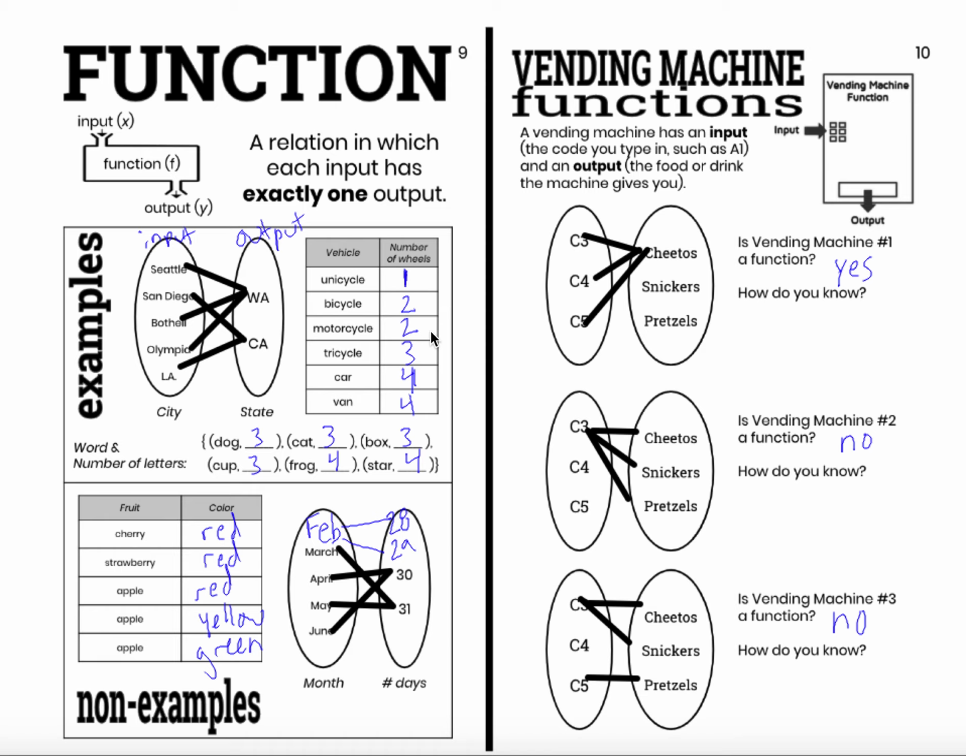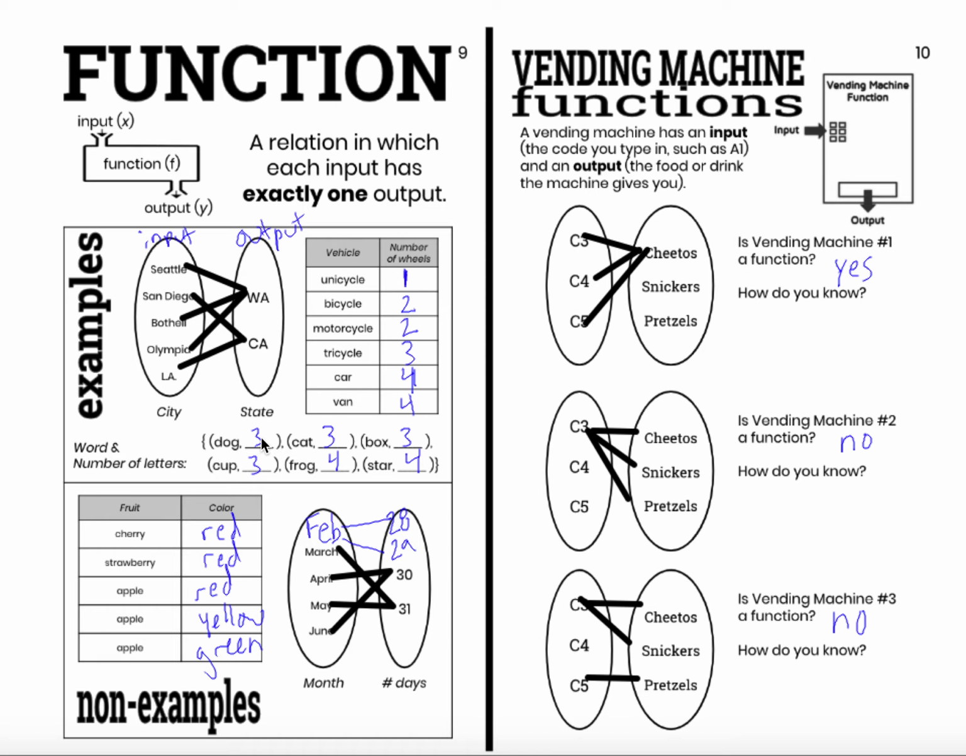Similarly, words and number of letters: when the input is the word, and the function is how many letters are in this word, the output is always predictable. It is a function. I give you the word dog, input, output is always three letters. It's okay that dog and cat and box and cup all have three letters. The question is, given the input of dog, do I always get the same answer for number of letters?